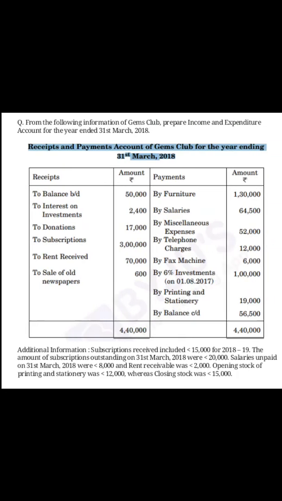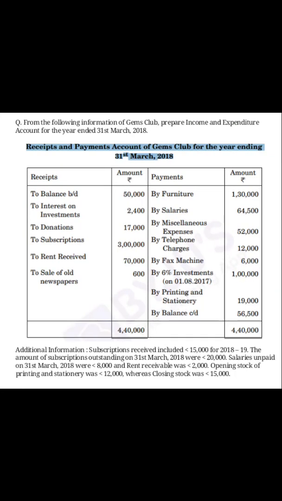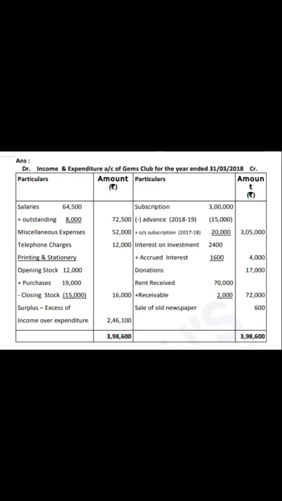Last one is from the sale of newspaper. So the sale of old newspaper, which is given in receipt and payment account, is 600 rupees. So we have to write that as it is in our income and expenditure account on the credit side as an income. After writing all this, now we have to balance both debit and credit side. After balancing, we got 2,46,100 as a surplus or excess of income over expenditure.